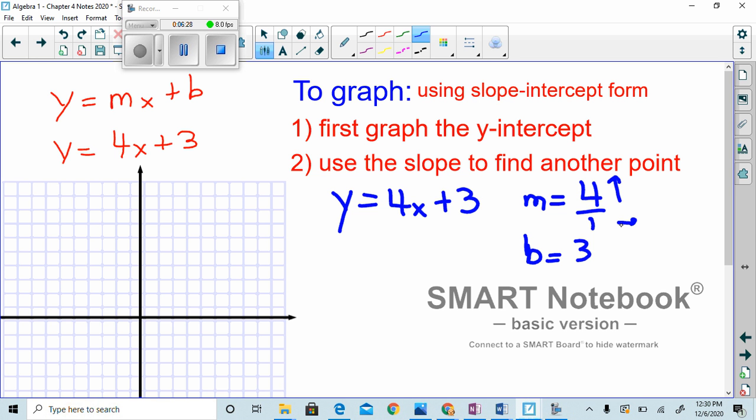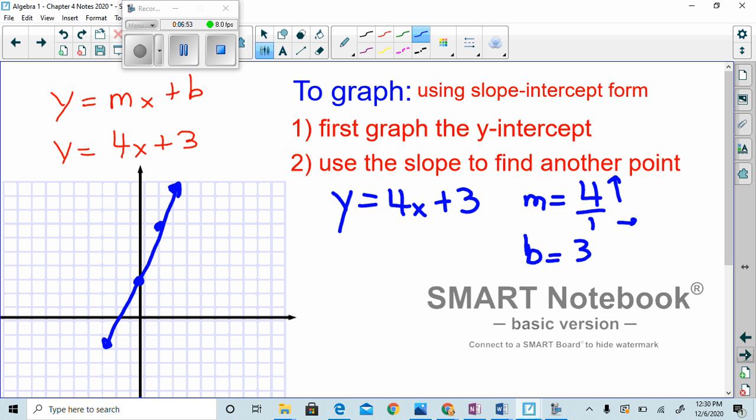Well, step 1 says graph the y-intercept first. 1, 2, 3. Now I use my slope. Since slope is a ratio of rise over run, we'll count up 1, 2, 3, 4, and over 1. 2 points, all I need. Connect your points, arrows at both ends, and you have your graph.